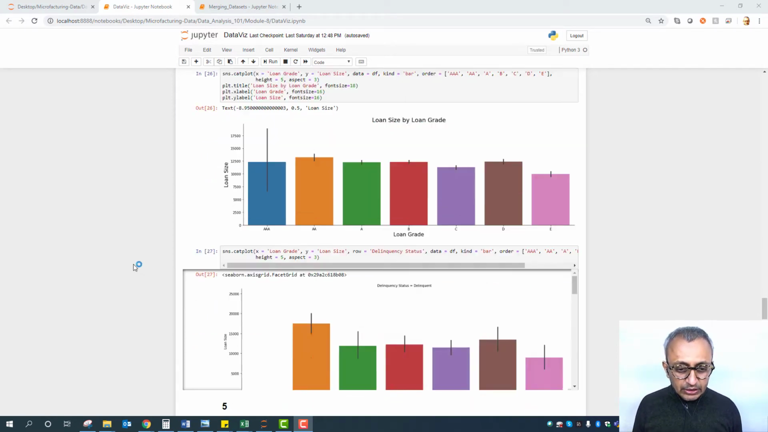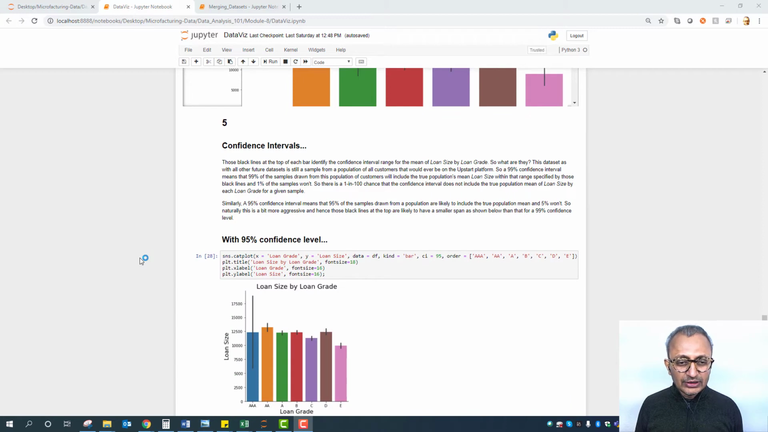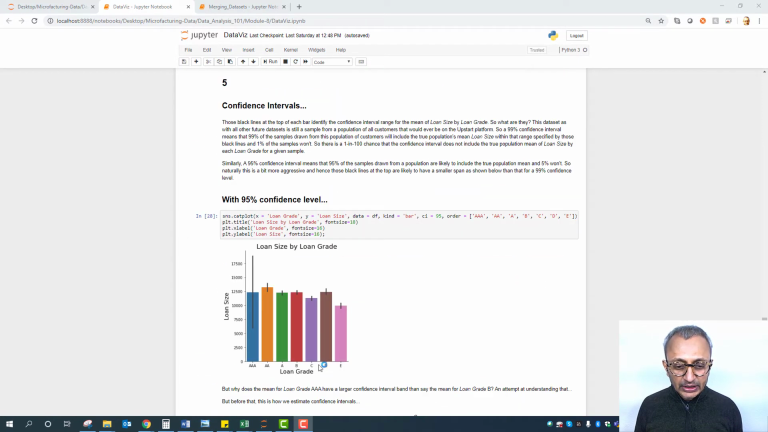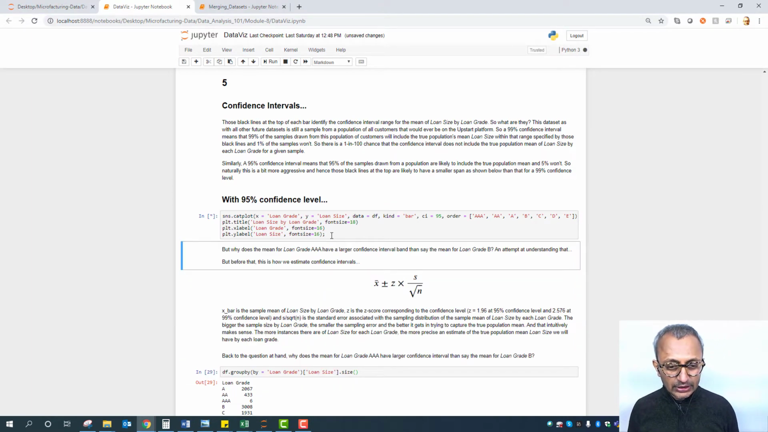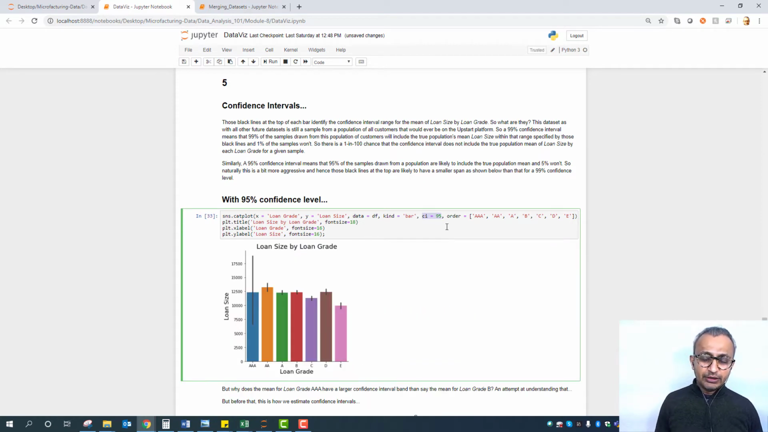Okay, so let's go back to this. This is the same plot, but it's smaller in size. So we are plotting that same plot here. And you see this term called confidence interval equals 95. So what is confidence interval?